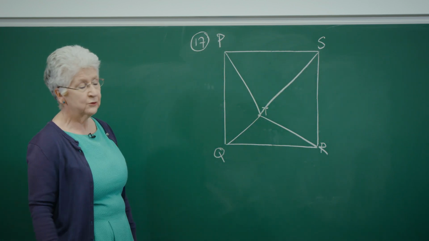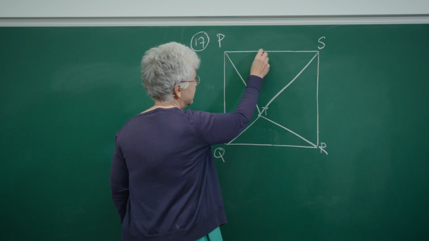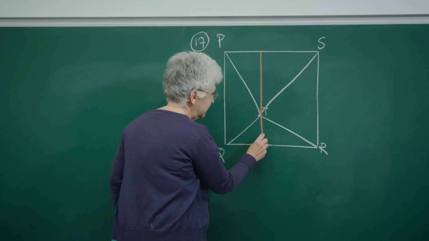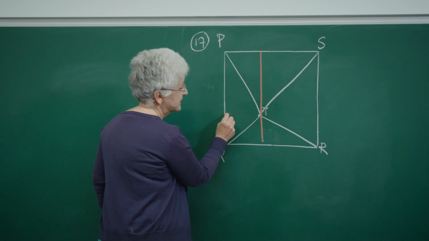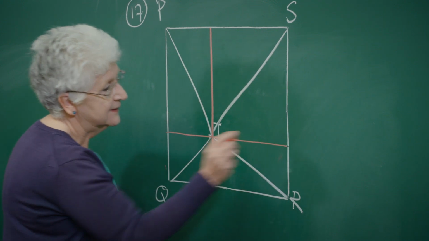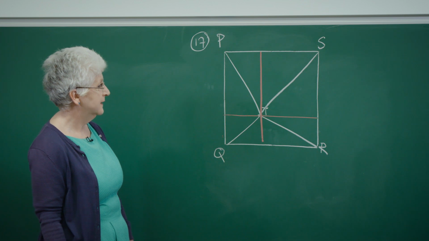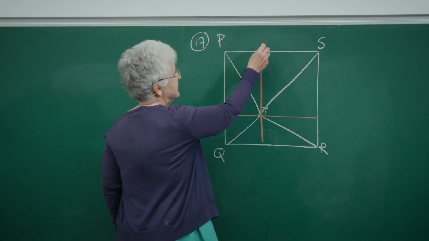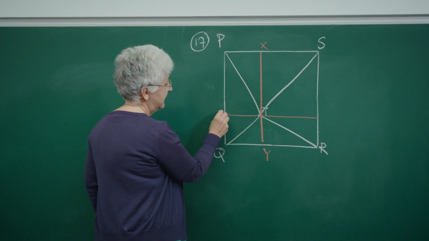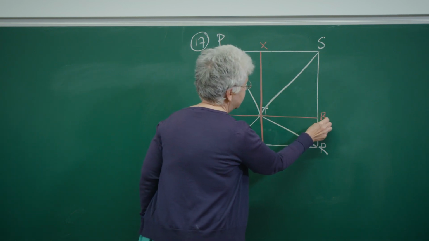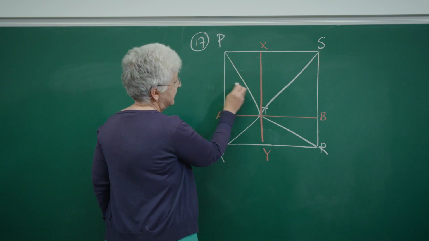So the next thing I'm going to do is draw a line parallel to PQ through the point T, and a line parallel to QR also through the point T. So now I've divided my square into 8 regions. If I call this line XY, and this line AB, I'm now going to concentrate on this rectangle PATX.